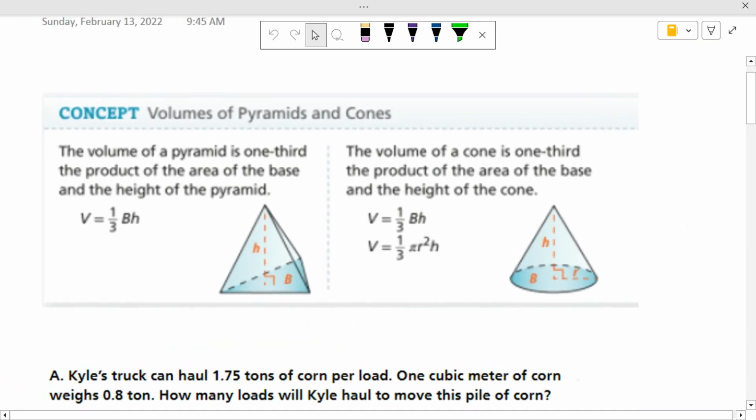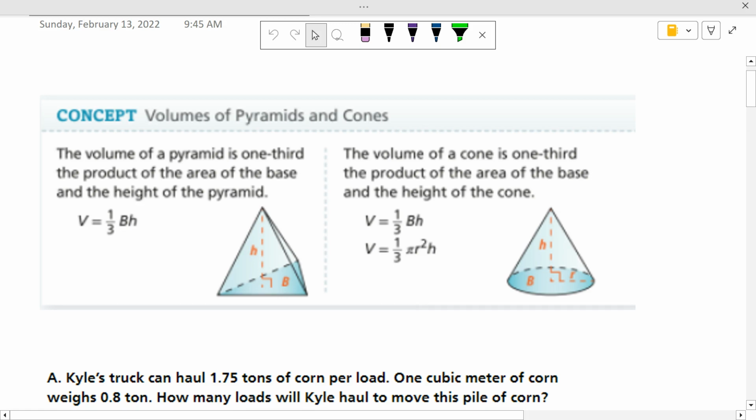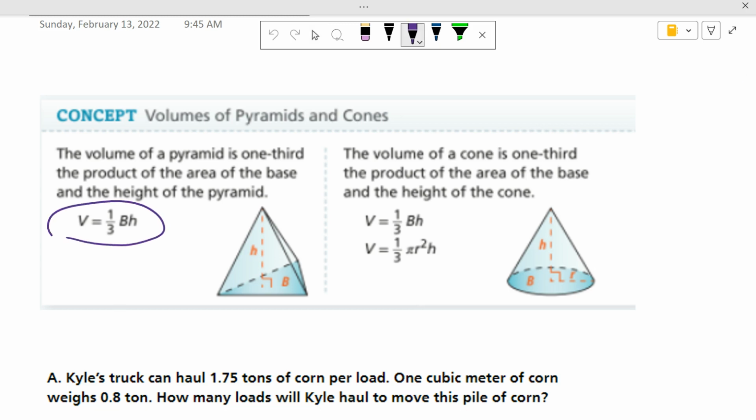Today, we're doing volumes of pyramids and cones. So, when it was a prism or a cylinder, it was the area of the base times the height. When it goes up to the point, it's 1/3 the area of the base times the height. Okay? So, remember the formula: 1/3 the area of the base times the height. Well, when the area of the base is a circle, when it's a cone, it's 1/3 pi r squared h. Okay? And both those formulas are over on the sheets on the right hand side of the board if you need them.